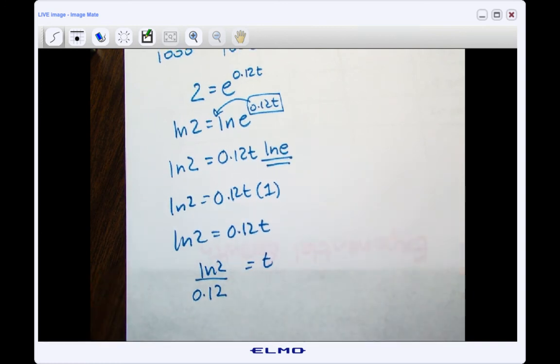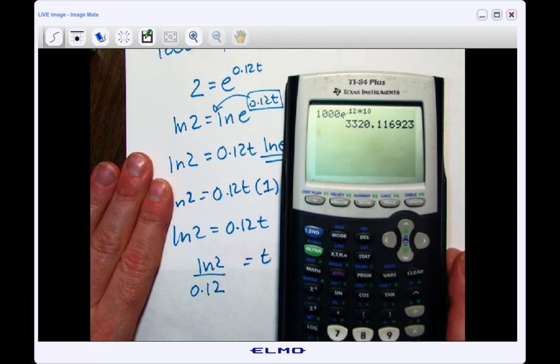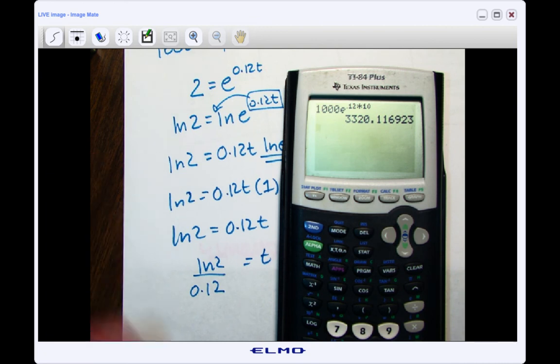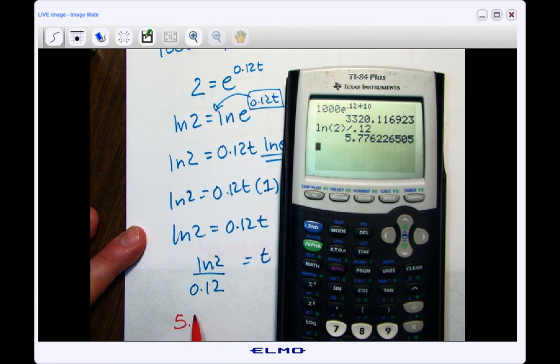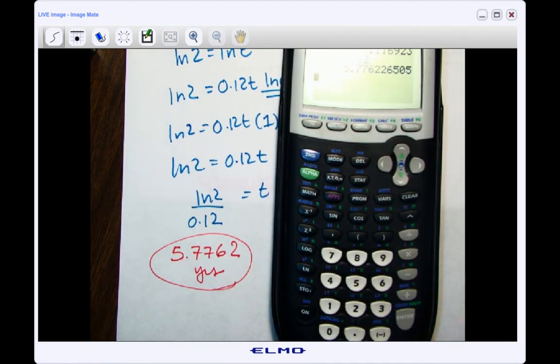Now again, if I were using this in the equation later, I probably wouldn't even change what it is. I would just leave it like that and work with it that way. But since this is the final thing, if you told me that was the time, I'd probably be pretty mad at you because that doesn't help me understand how long it's going to be. So I'm just going to type that number into my calculator. And this says 5.7762 years. So this one, again, since it's not money, I'm going to use at least 4 decimal places.